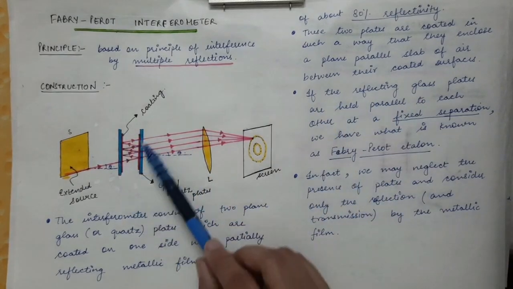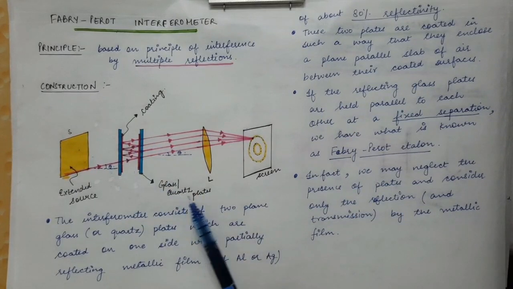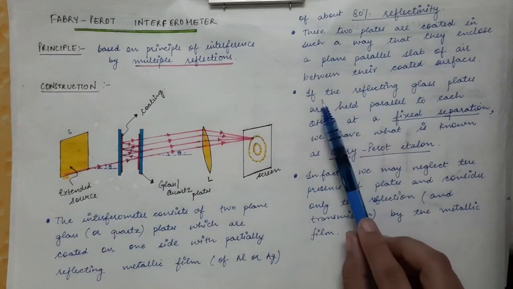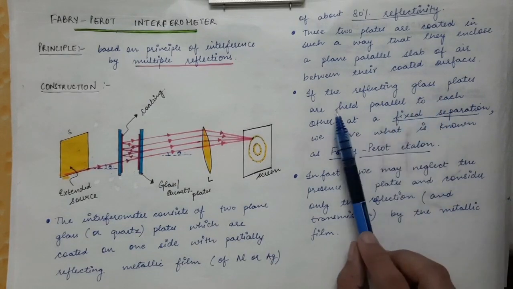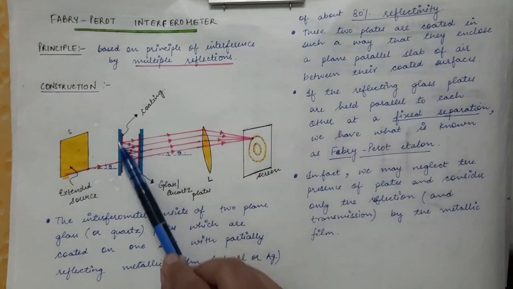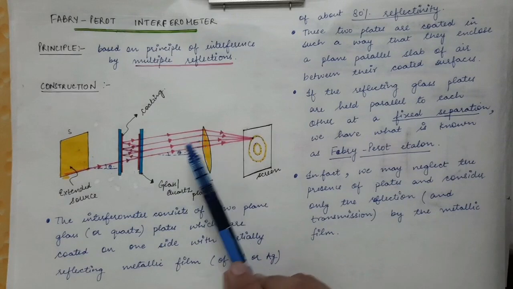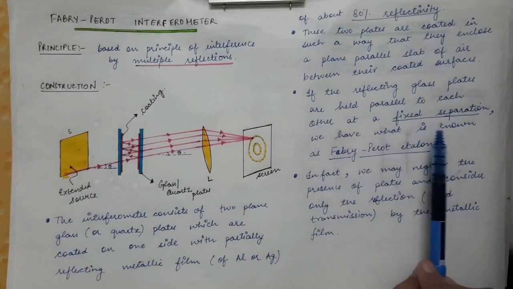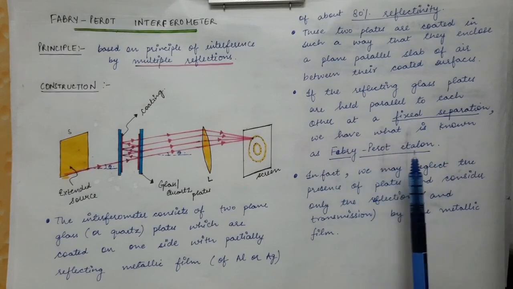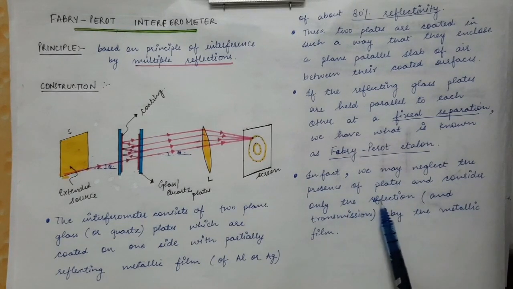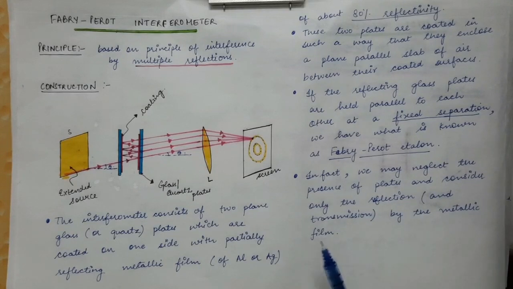And these are the parallel glass plates. These glass or quartz plates are held parallel to each other. If the reflecting glass plates are held parallel to each other at a fixed separation, then that type of construction is called a Fabry-Perot etalon. In fact, we may neglect the presence of the plates and consider only the reflection by the metallic film.